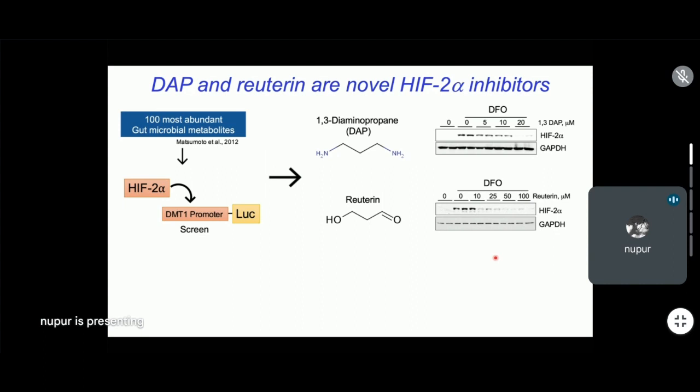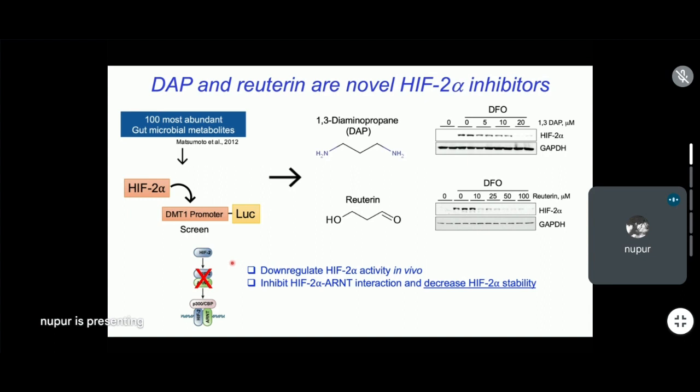So in short, there are a lot of experiments in here, but in short, we have also proven that these chemicals, diaminopropane and reuterin, downregulate HIF2 alpha activity in vitro. In mice also, we have shown that they downregulate HIF2 alpha activity in vivo. And how do they do it? They block the interaction of HIF2 alpha with its partner ARNT, which I have shown in the previous slides, that it needs to be partnered with ARNT to do the gene transcription of the target genes.